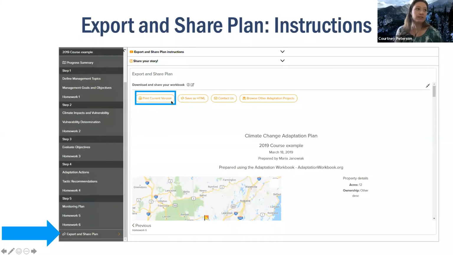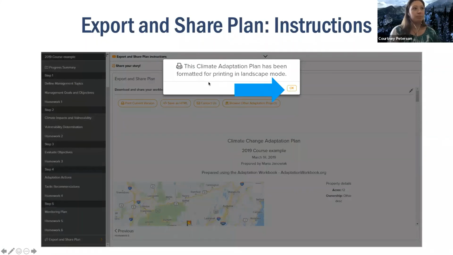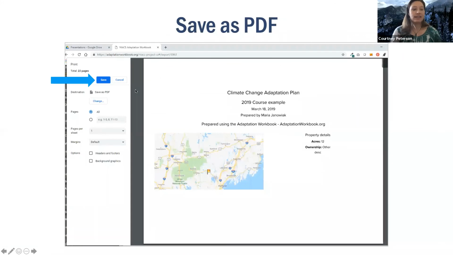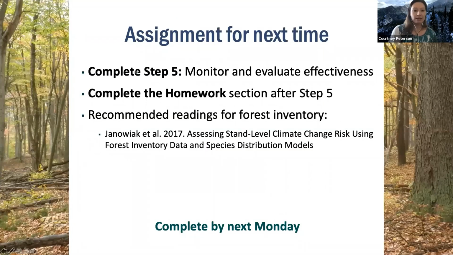You're going to want to print the current version of your adaptation workbook so that you can save it for your files. It'll pop up with a little button that says the climate adaptation plan has been formatted for printing in landscape mode. You just want to hit OK. Then you can save as a PDF onto your laptop or desktop and make sure that you save all of the work that you've done throughout the entire adaptation workbook process. So pretty easy.